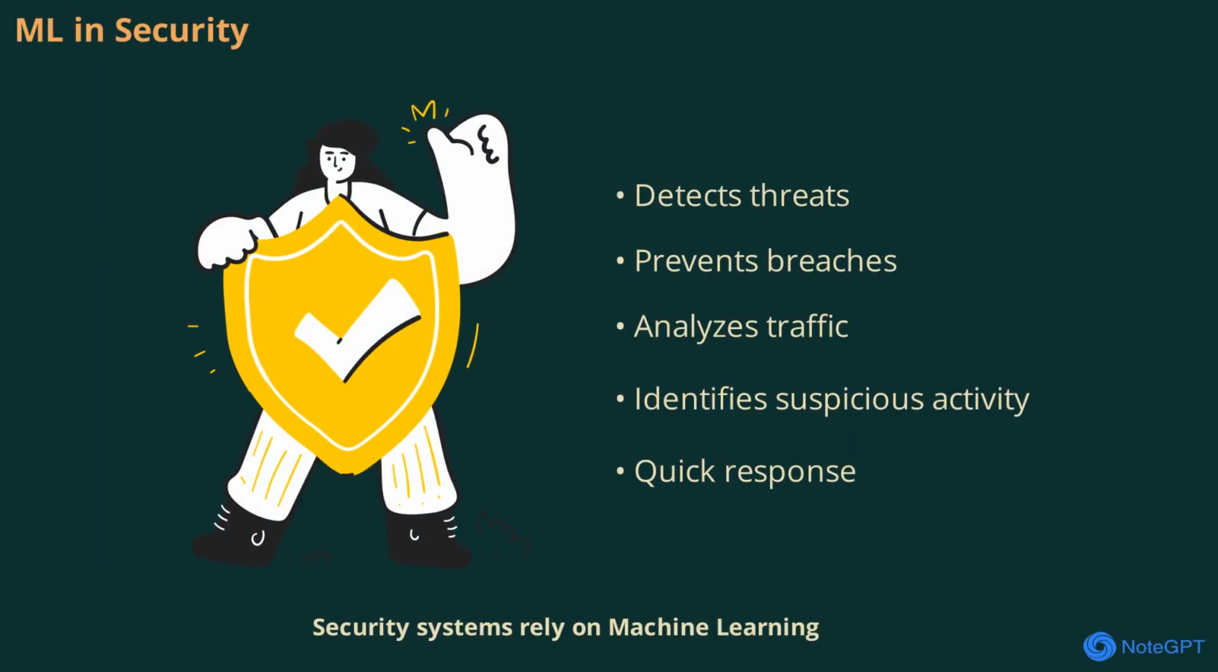Security systems rely on machine learning to detect threats and prevent breaches. ML models analyze network traffic, identify suspicious activity, and alert administrators. The interpretability of ML models helps security professionals understand the logic behind alerts, enabling quick response and improved protection.